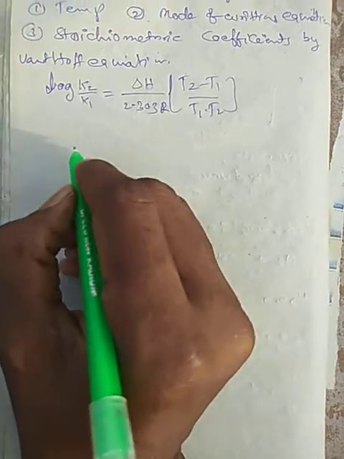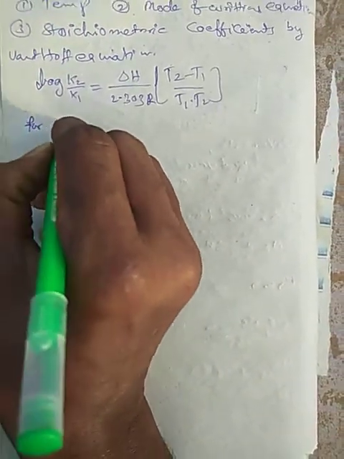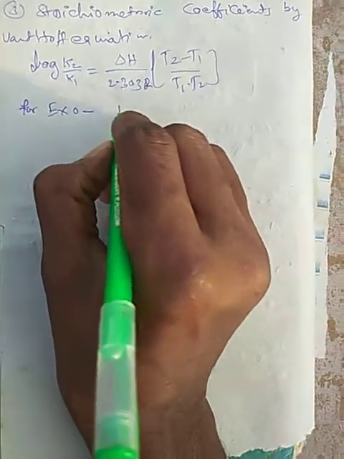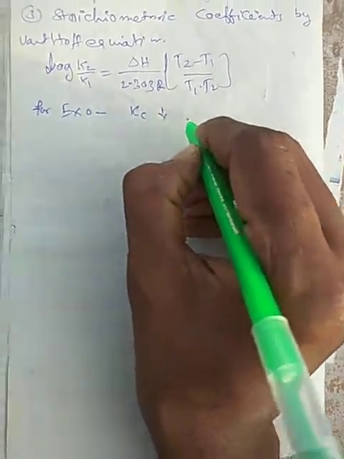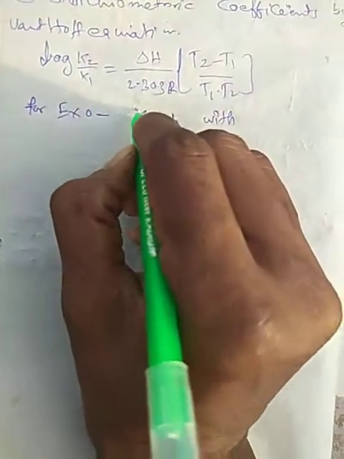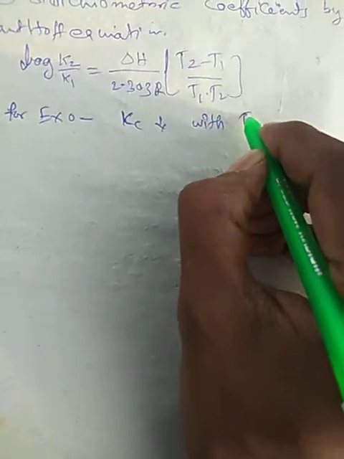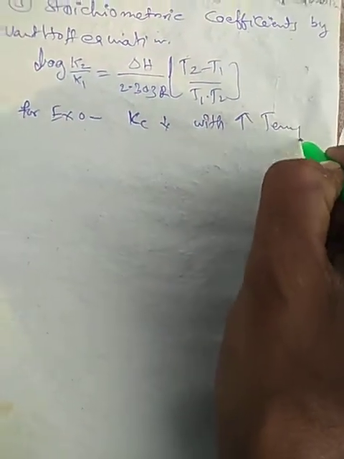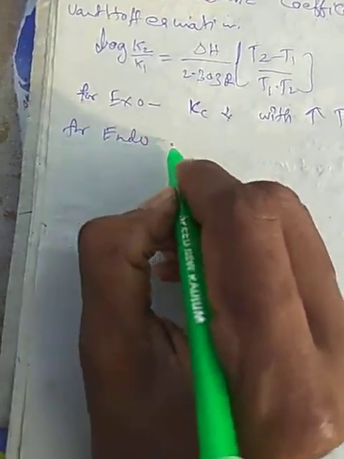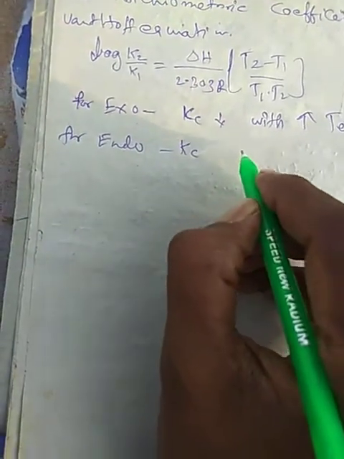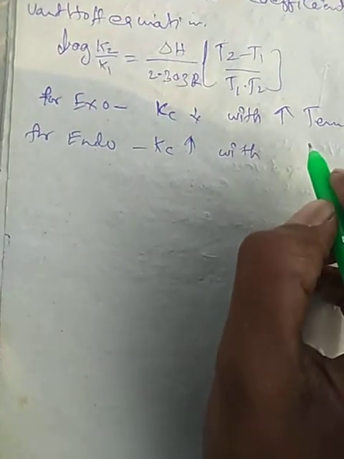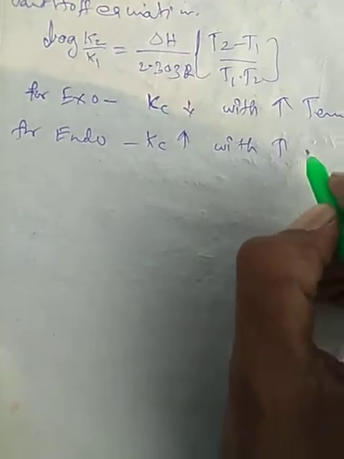In this one, for exothermic reactions, Kc decreases with increase in temperature. For endothermic reactions, Kc increases with increase in temperature.